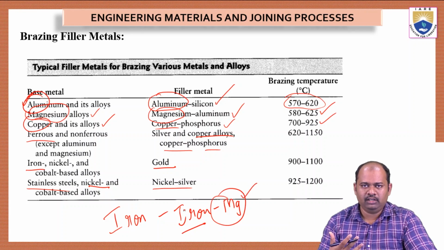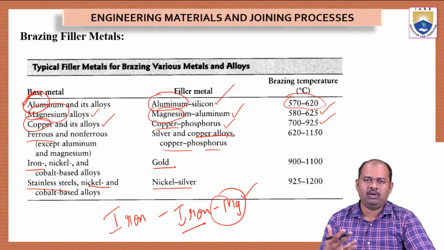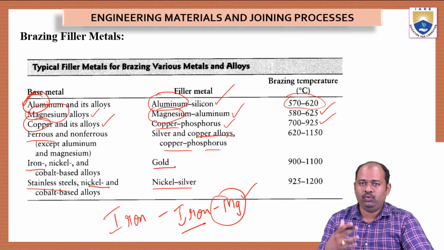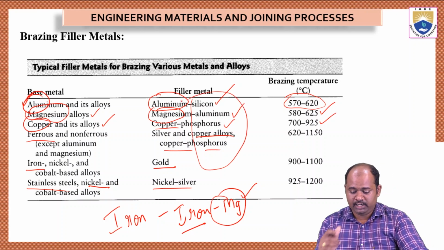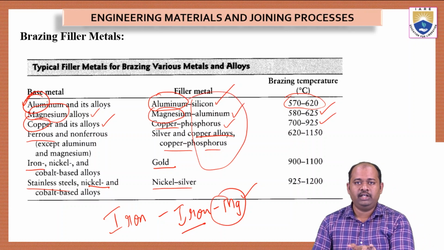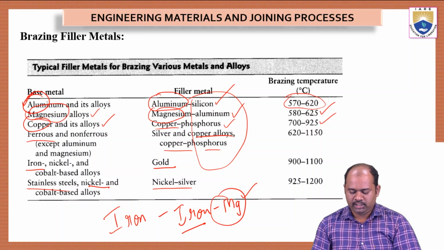Because while heating, the iron may lose its property. Some of its properties may be lost. So those properties will be covered by magnesium. That is why all of them will have a separate metal that is added in addition to the base metal. Okay, this is how different brazing filler metals are used.